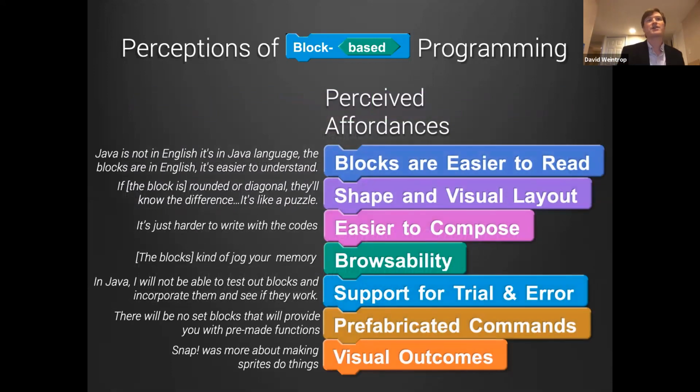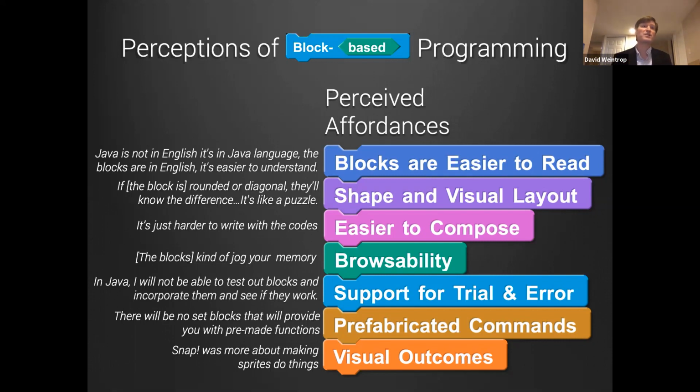I analyzed, from both written responses as well as interviews, the different affordances of block-based programming that students identified. For example, students would talk about how blocks are easier to read, saying things like "Java is not English, it's in Java language, the blocks are in English, it's easier to understand." This is attending to the natural languageness of blocks as helping students, making them either easier or just perceived to be easier. They also talked about the shape and visual layout, like puzzle pieces, this central block-based visual layout.